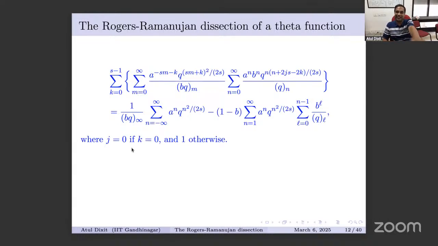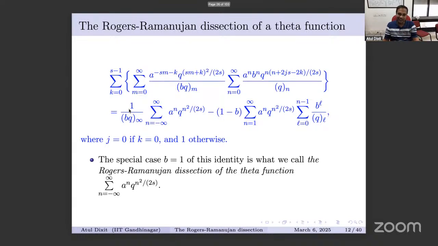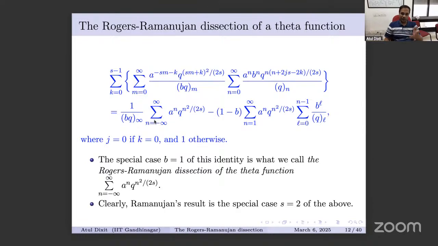So again, this is the generalization of Ramanujan's identity from page 27 of the Lost Notebook. And this is what we call the Rogers-Ramanujan dissection of a theta function when b is equal to 1. When b is equal to 1, this is not there. So there is essentially only the theta function. I mean, there is a product also that comes out, 1 upon q sub infinity, because b is 1. But we incorporate that product in the definition and we call this left-hand side the Rogers-Ramanujan dissection of this theta function. Clearly, one can very easily obtain Ramanujan's result by just putting s equal to 2 in this.